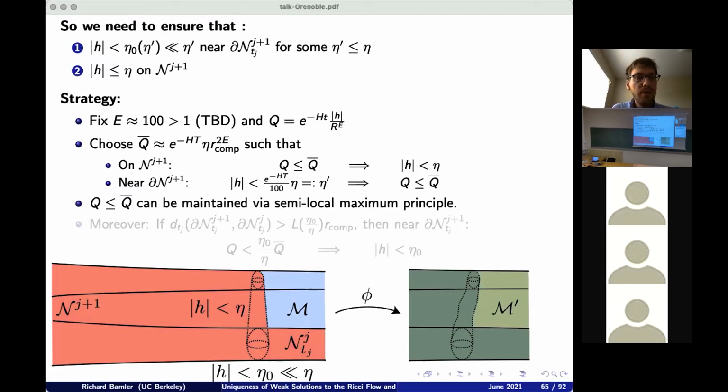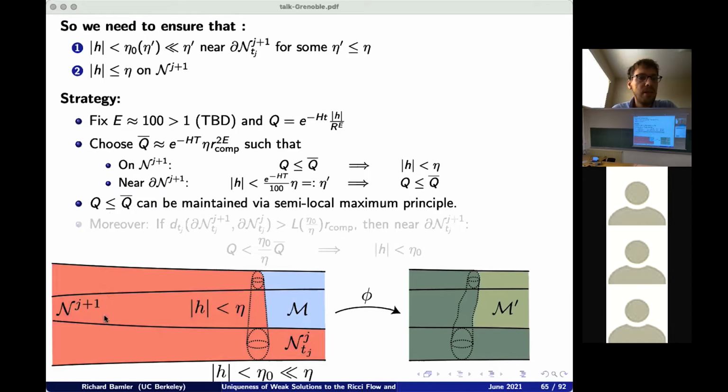And so now this bound Q is bounded from above by Q bar. Can it be maintained or propagated forward using the semilocal maximum principle? I've shown you this example using the semilocal maximum principle, where we maintained a bound in a more classical setting. And again, this can now be done in this setting.